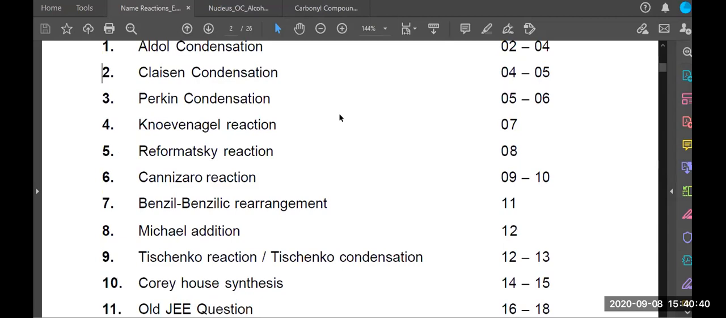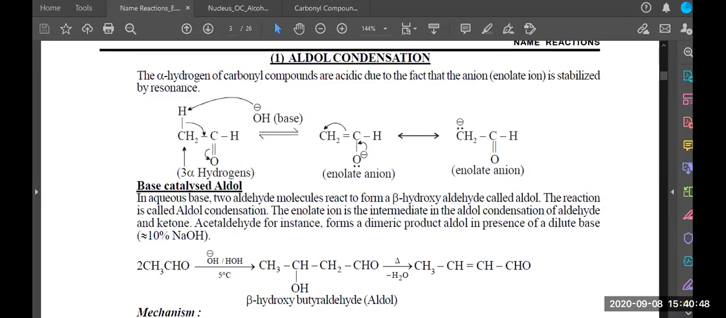I hope that everyone remembers aldol condensation. Now, when we talk about any reaction, be it a name reaction or any reaction, we have to know three things. As I have always said, first is the reactant, second is your reagent, and third is your product, right?